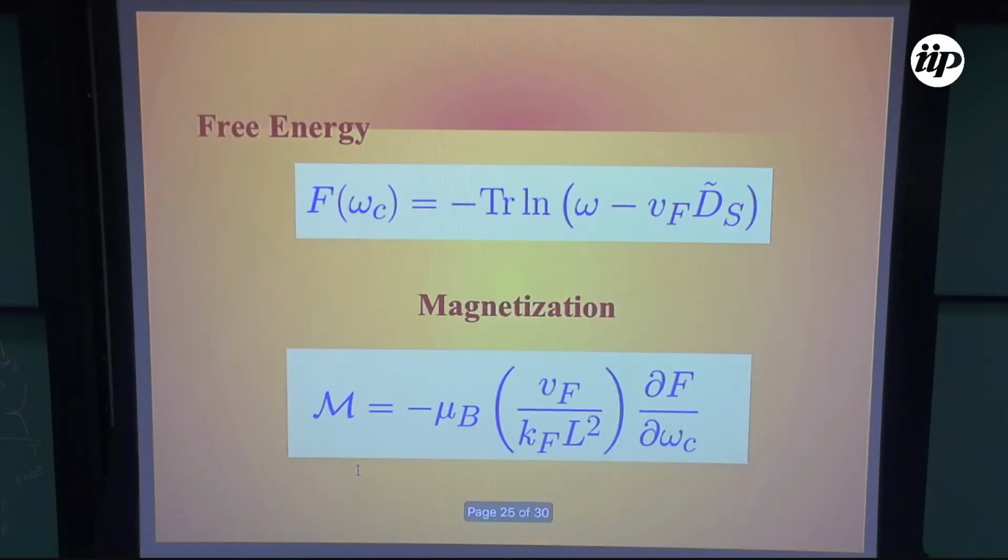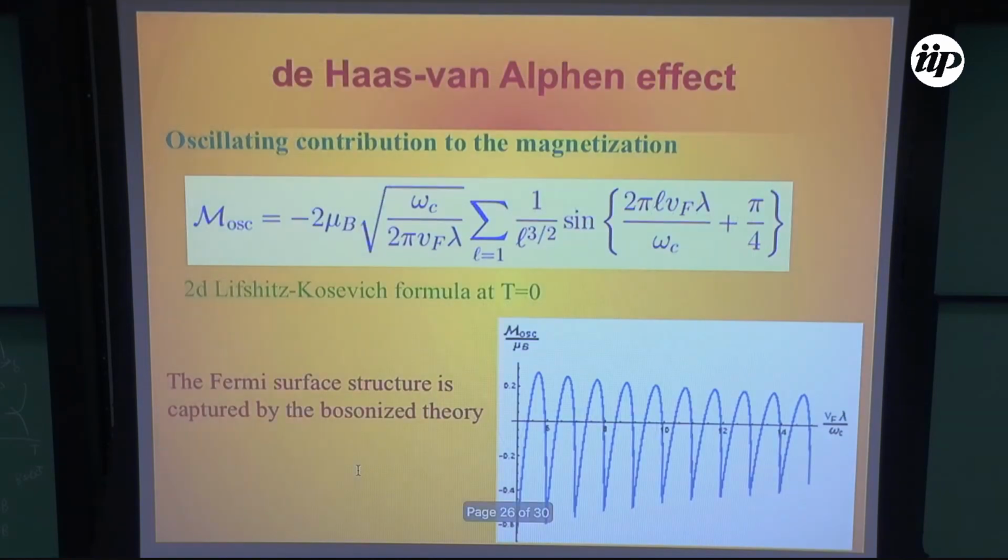And what we did is to compute the magnetization in order to see if we are able to compute quantum oscillations. And we did it. We computed the magnetization of this model, and you recover the 2D Lifshitz-Kosevich formula, at least for t equals 0, where you can see this type of oscillations. Far away from the critical point, of course.